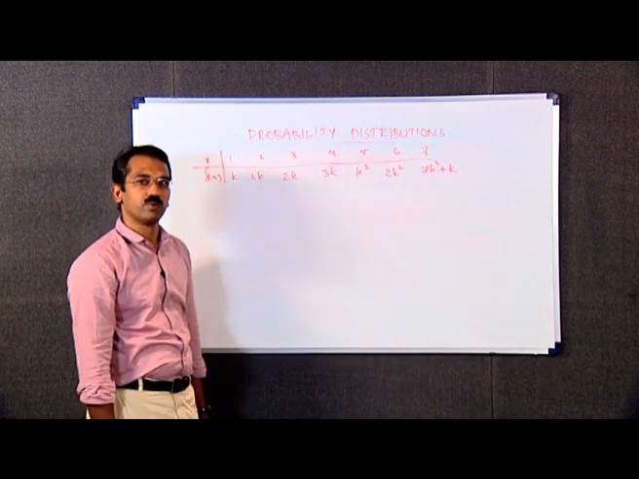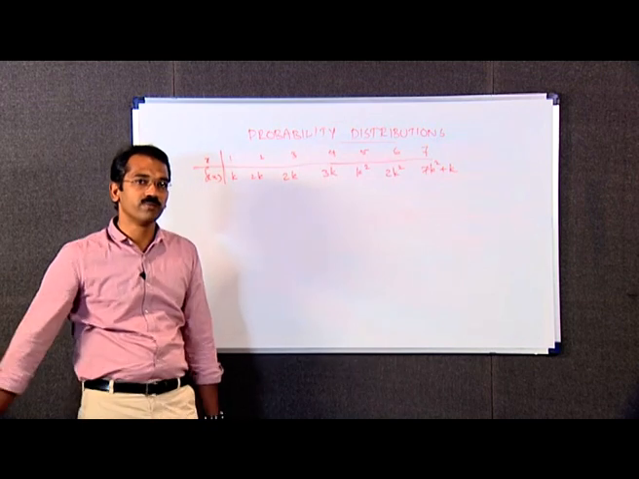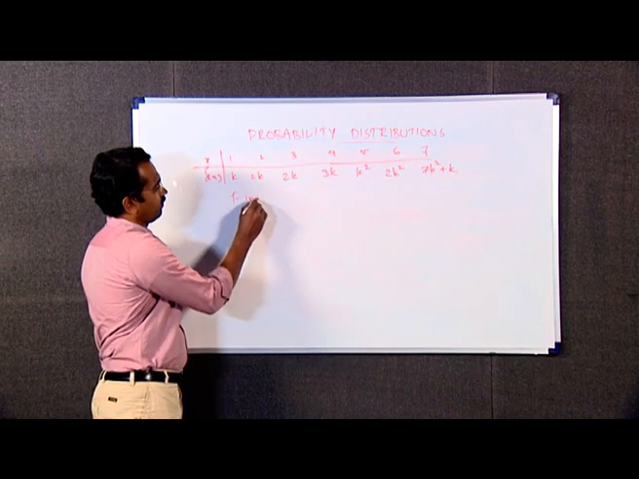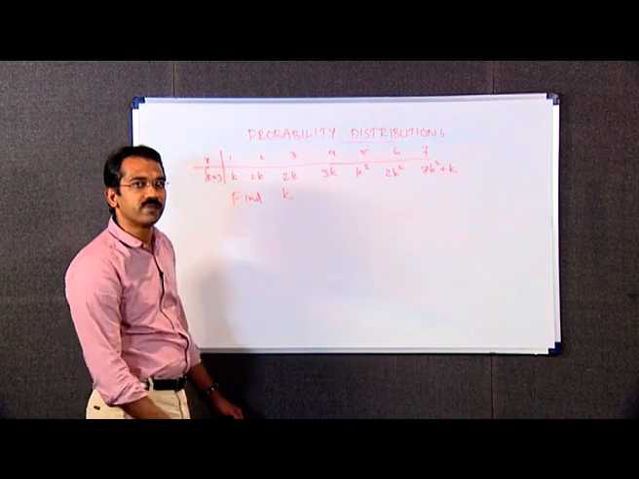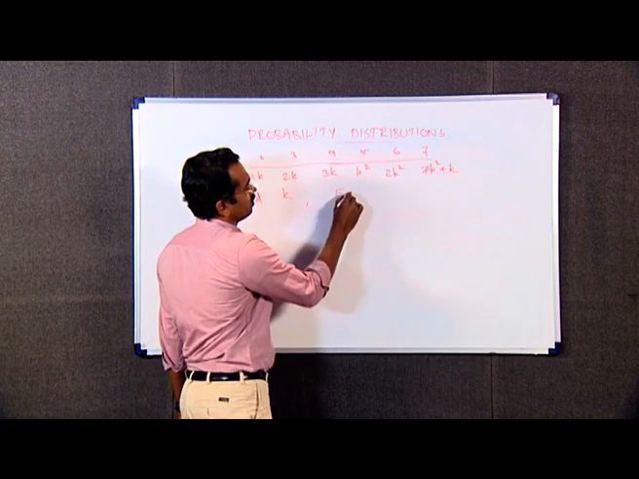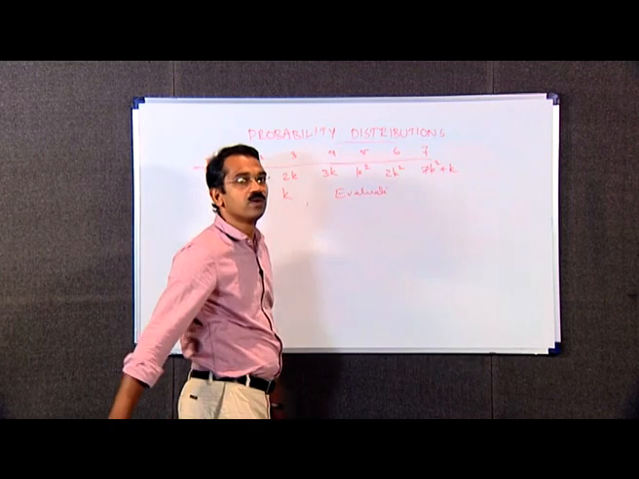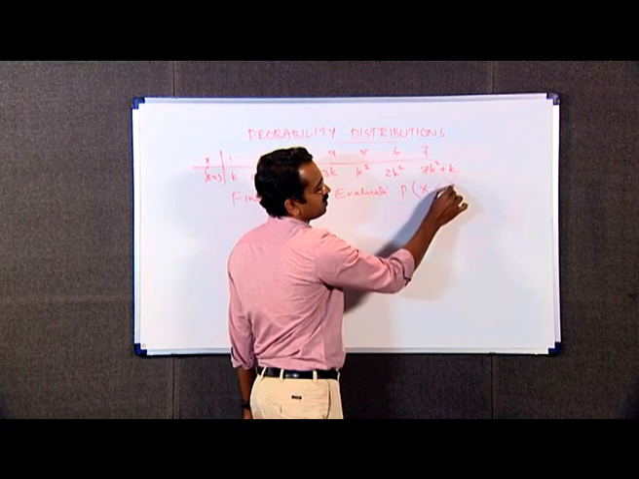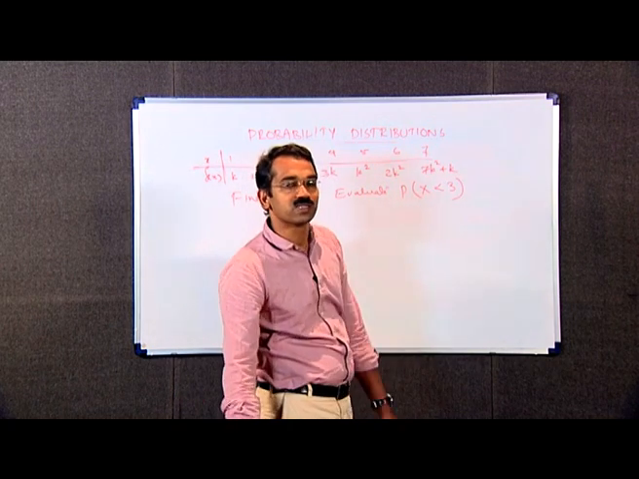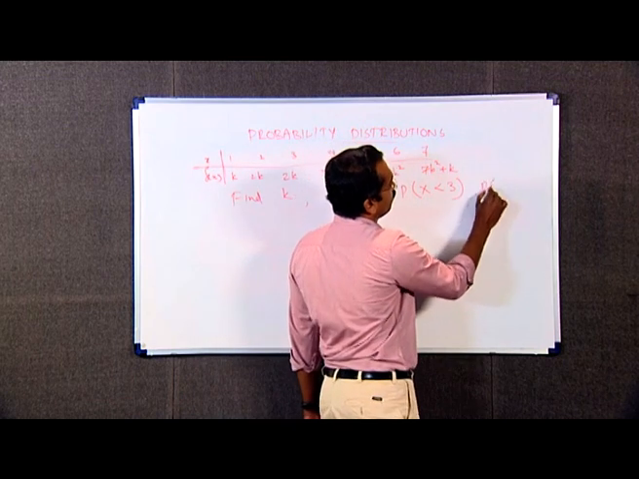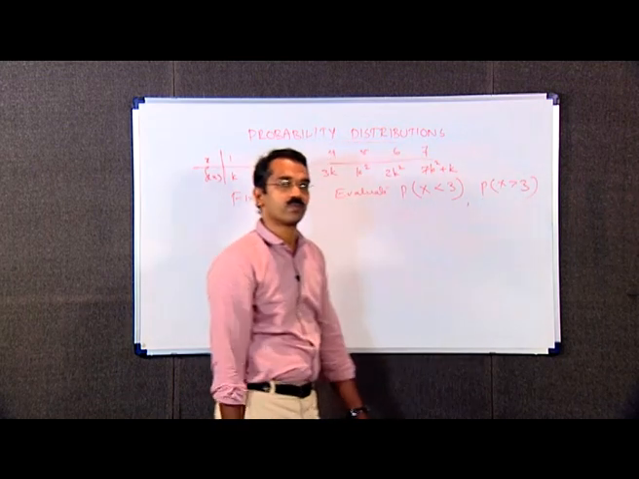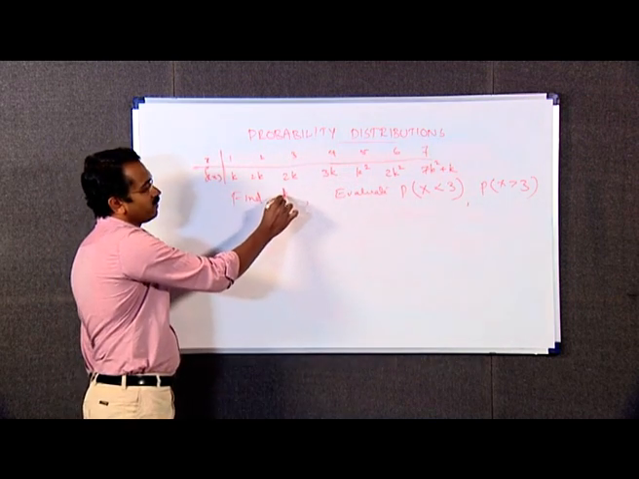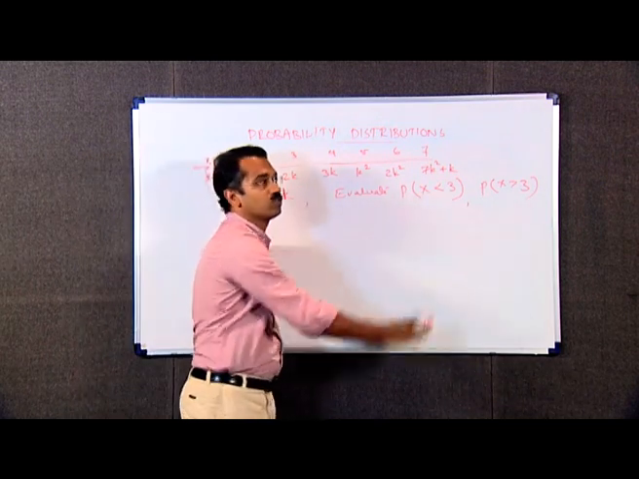We are given a probability mass function in a tabular form. Then the question is: find the value of k, and evaluate the probability of the random variable capital X taking value less than 3, that is P of x less than 3, and also P of x greater than 3. First of all we find the value of k and then we evaluate these two probabilities.